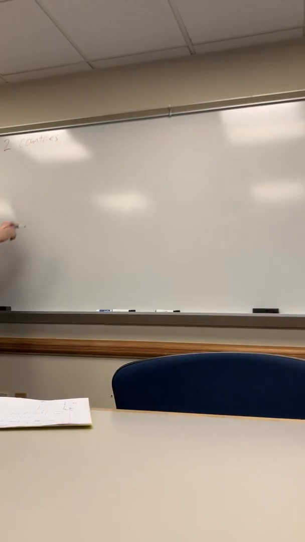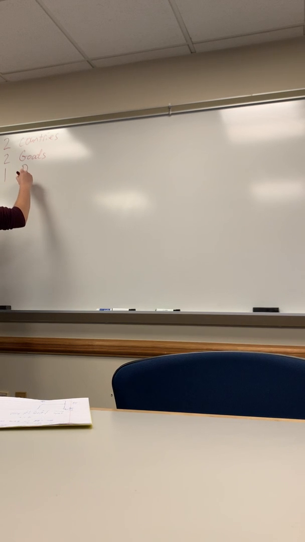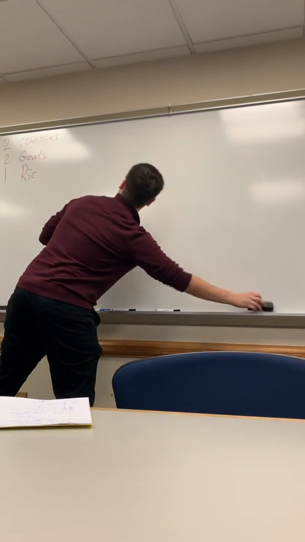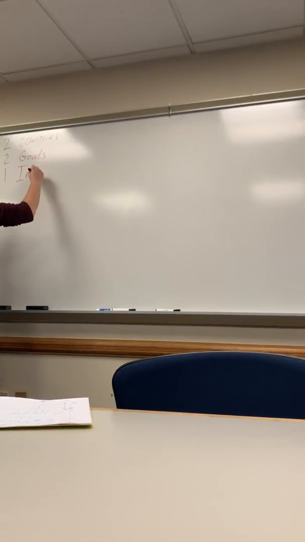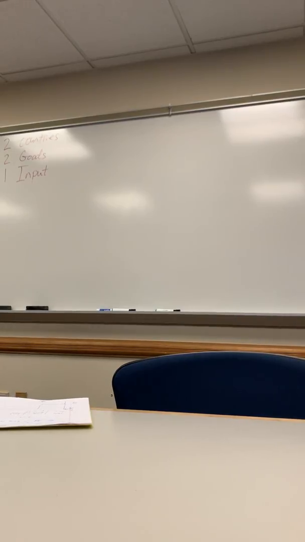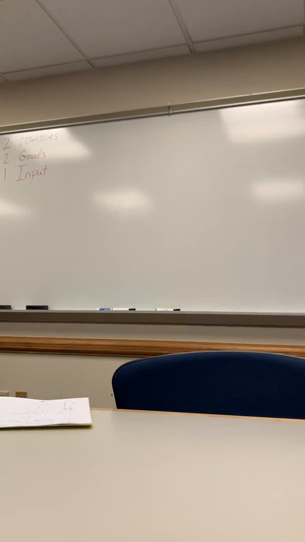How many goods are we dealing with in Ricardo? 2. Yeah, also 2 goods here. And how many inputs? 1. Yeah, exactly. So this is the key of the Ricardian model: 1 input. There's just 1 input, and then what's the other? Oh yeah, and then how do we produce the different good?